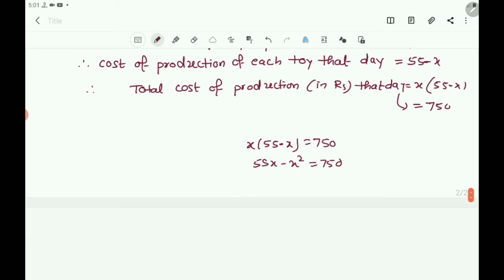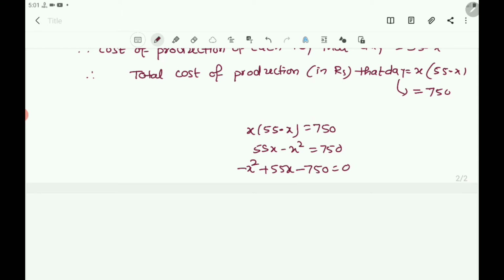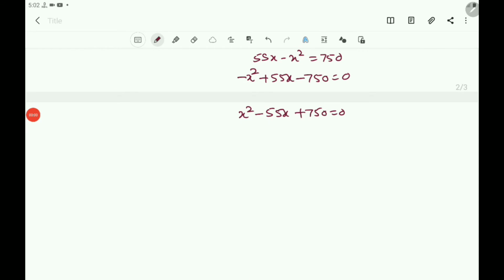Then you take it as, first you take minus x square plus 55x minus 750 equals 0. And also you can write here, it is better to take the positive sign for the x square. So you take it as x square minus 55x plus 750 equals 0.